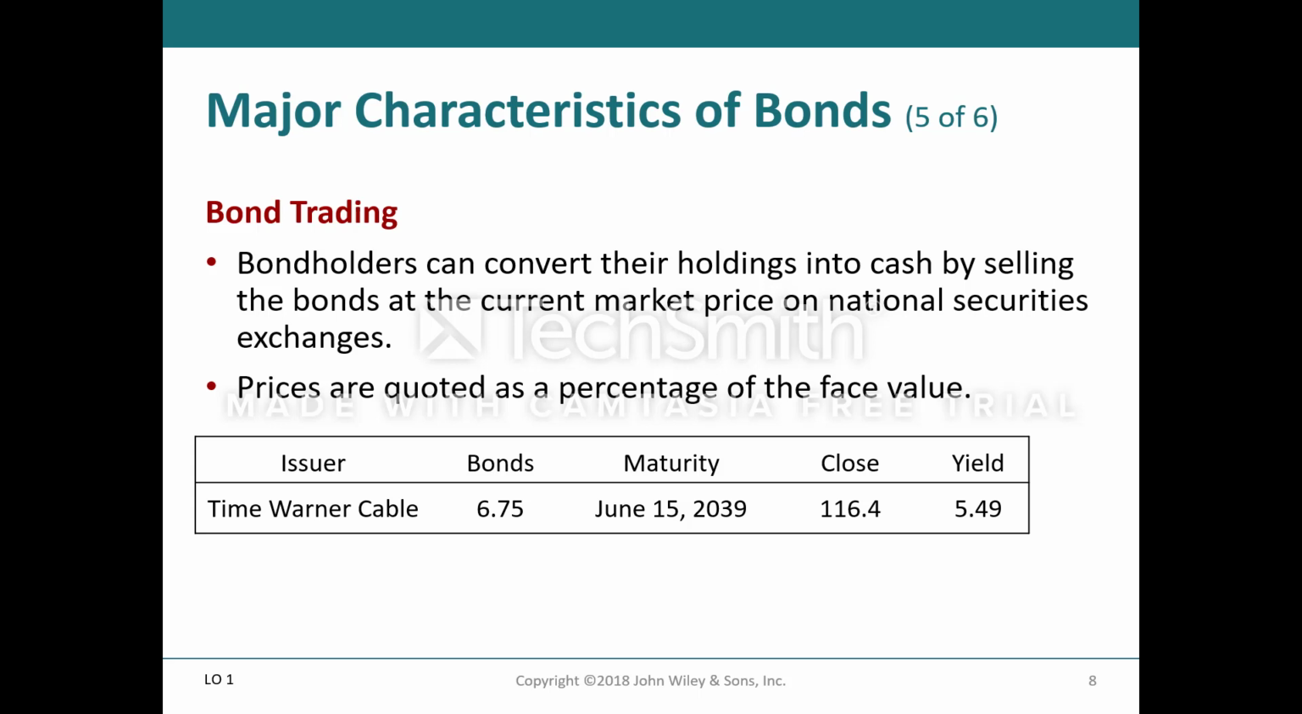So bond trading, bondholders can convert their bonds into cash by selling the bonds at the current market price on national securities exchanges like NASDAQ, things like that. Prices are quoted as a percentage of the face value. Here's an example: the issuer, the bonds, the maturity, close, and the yield.